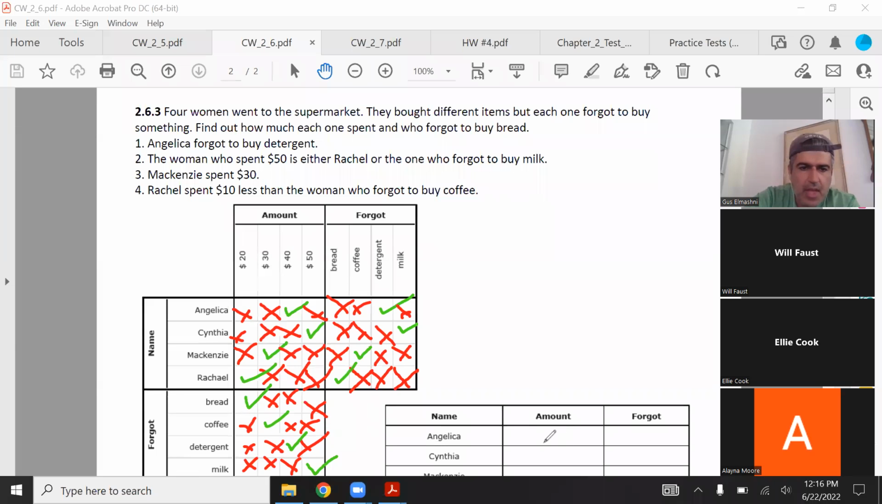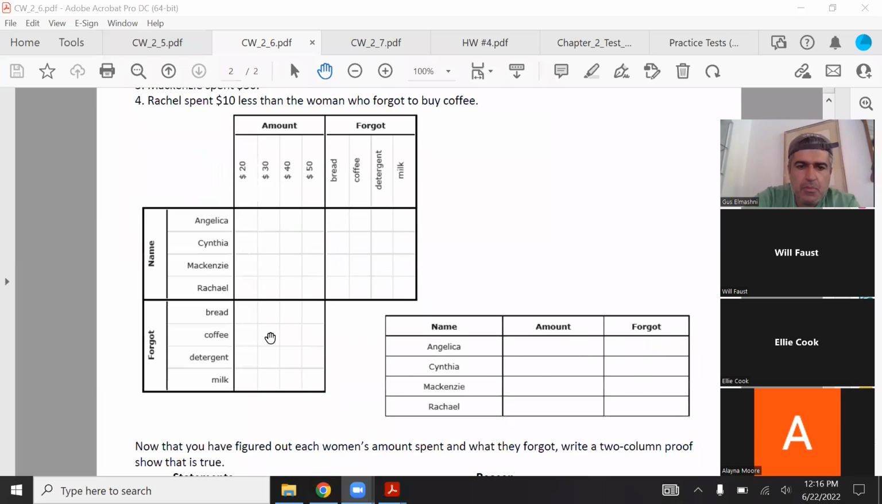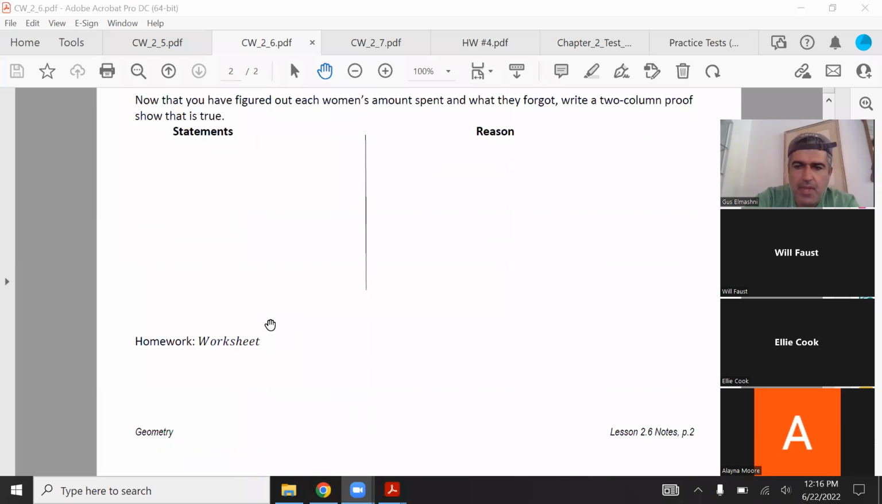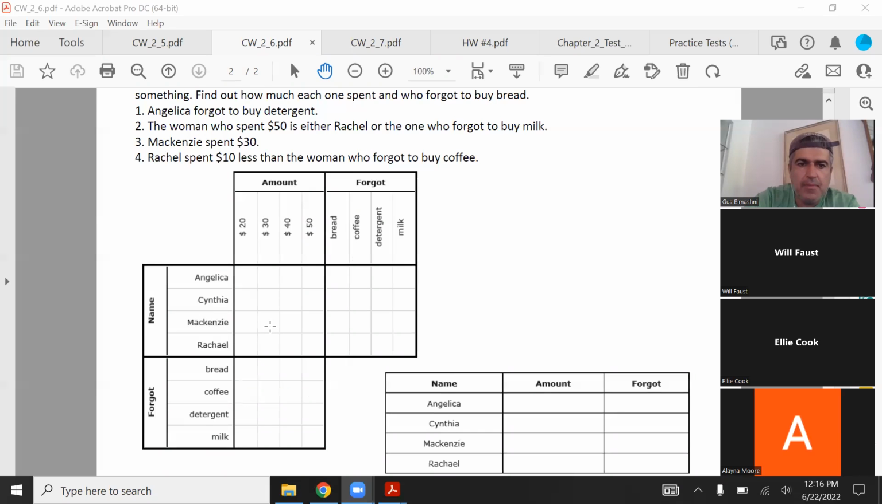So Angelica obviously spent $40 and forgot detergent. Cynthia spent, there we go, $50 and forgot to buy milk, and so forth. So hopefully, you know, that was kind of a fun puzzle. Did anyone get anything different and made it work?